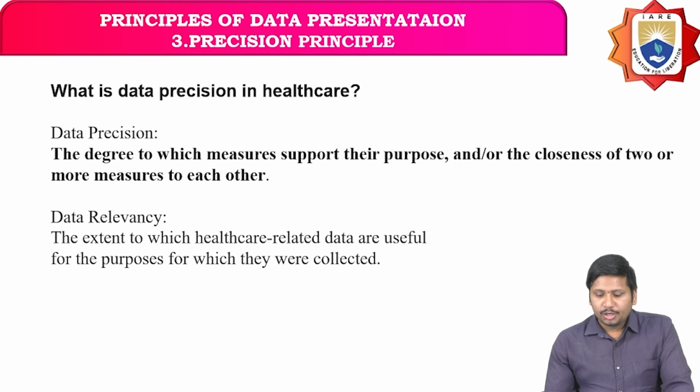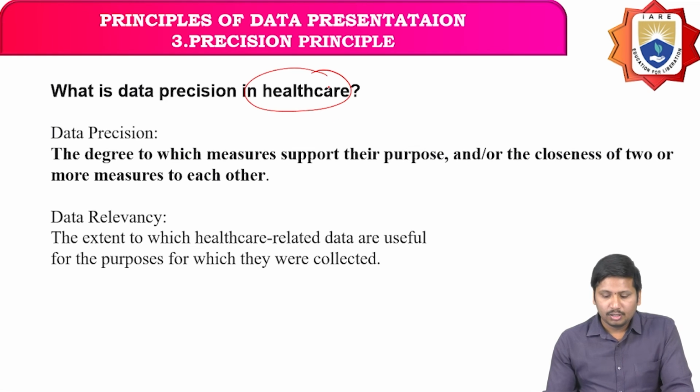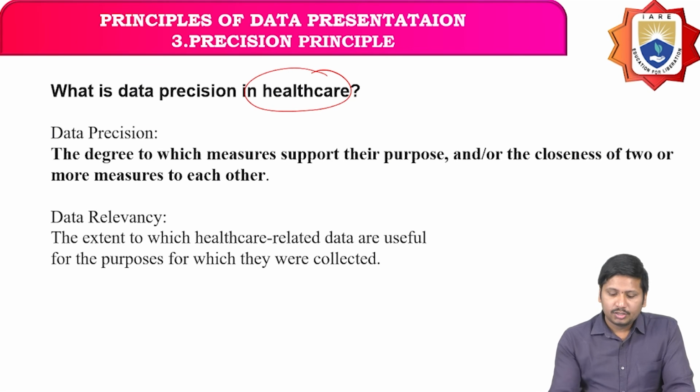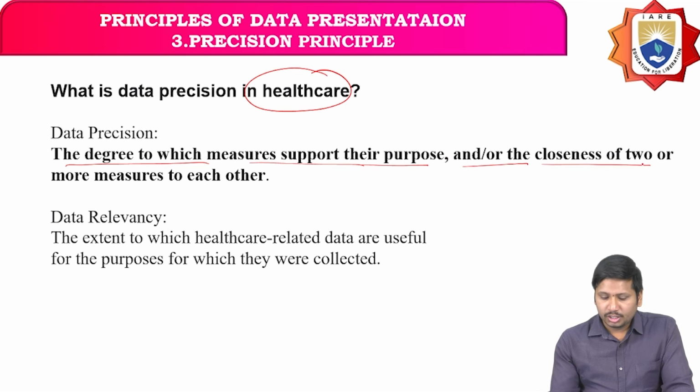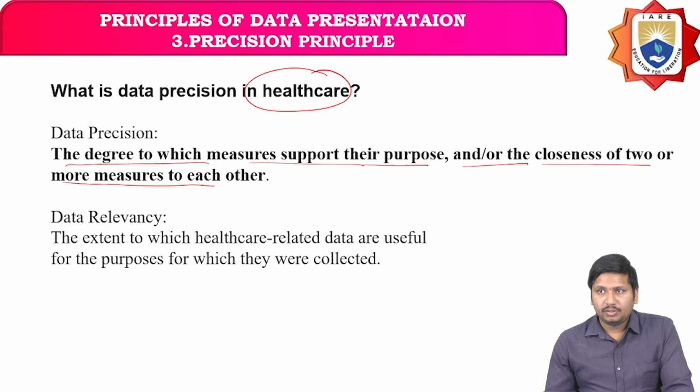So what is data precision in healthcare? Suppose I take healthcare as an example. Here I want to know what the data precision should be. Normally, data precision is the degree to which measures support their purpose, and the closeness of two or more measures to each other should be the data precision.